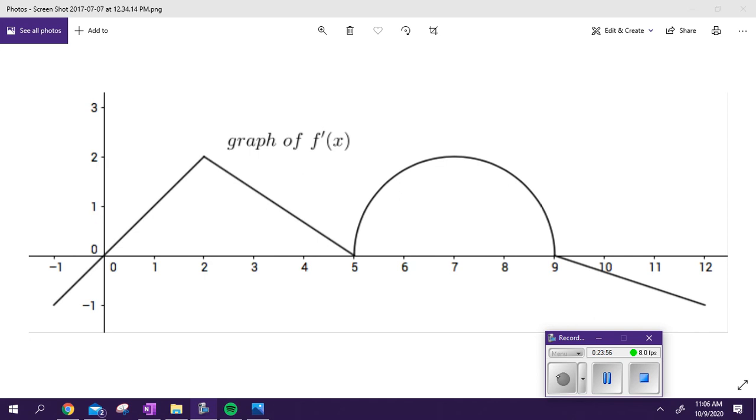So, what is happening at 0? That's a minimum because F prime is changing from negative, being below the x-axis, to being above the x-axis. That makes that a minimum. What's happening at 5? Is 5 a maximum or a minimum? It's neither, because it's not doing anything. It's going from positive to more positive again. At 9, F prime is changing from positive to negative. That makes that a max.